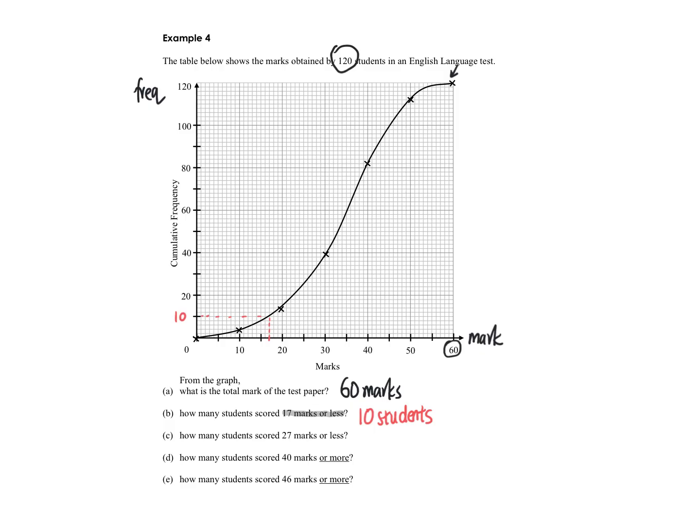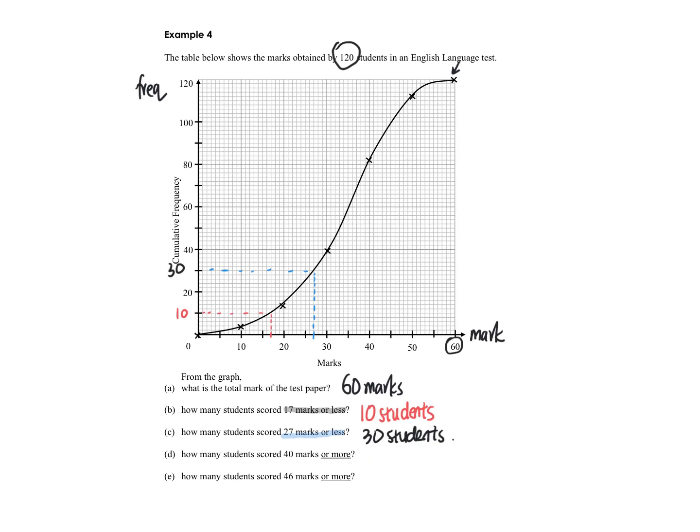Okay, next is they want me to find score 27 marks or less again. So go to your 27 mark here, and then you read carefully. You will end off at the mid marking here, which is 30. So 30 students scored a mark of 27 marks or less.